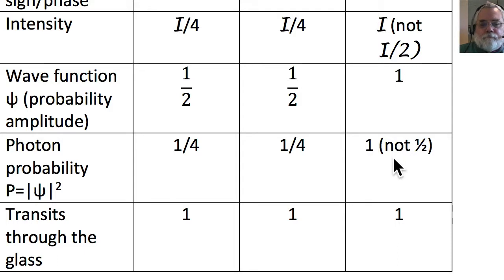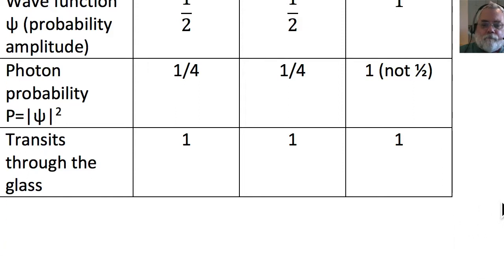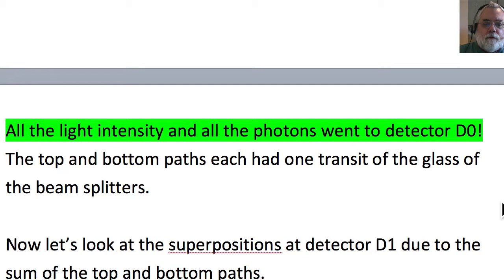Now, note that whether we took the top path or the bottom path, we experienced one transit through the glass for all the light going to detector D0. So all the light intensity and all the photons went to detector D0. This is surprising, but this is what we wanted to accomplish in the experiment. The top and bottom paths each had one transit of the glass through the beam splitters.